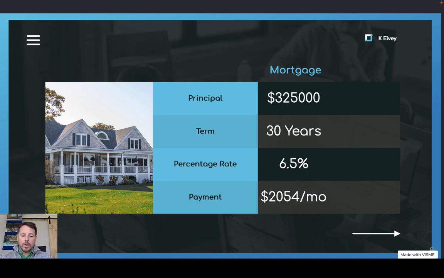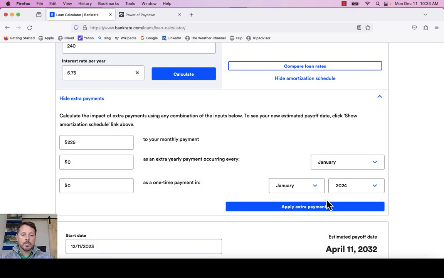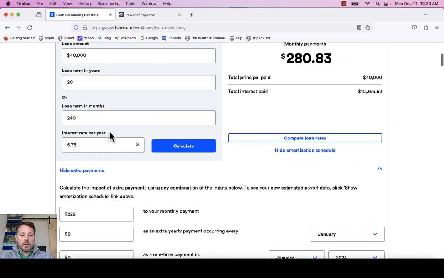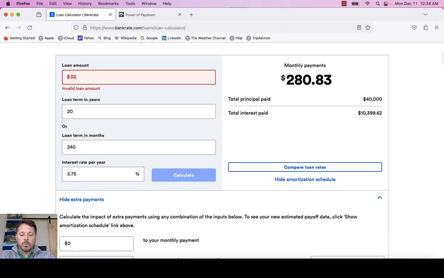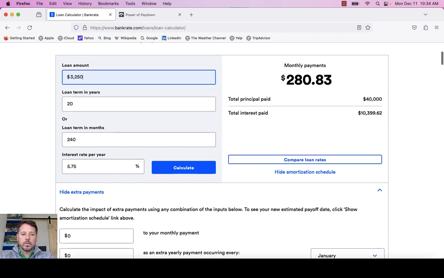So let's go have some fun with numbers. We're going to clear out our student loan here, and we're going to put in our mortgage. It was a $325,000 loan. We're doing this for 30 years, and our interest rate was 6.5%. This should calculate out to about $2,054. That's what we had said earlier.